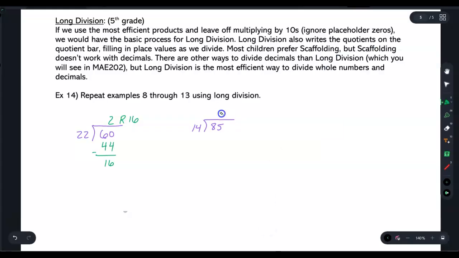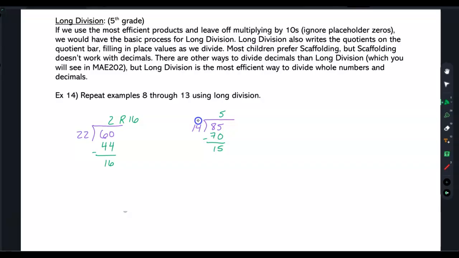I'm going to write that 5 up here, and then I'm going to multiply. So I can do 5 times 4 is 20, and regroup my 2, and then do 5 times 1, which is 5, plus the 2 that I regrouped, so I get 70, right? So I know I did not pick anything too big, because 70 is smaller than 85. However, if you subtract this, 85 minus 70, that's 15, right?